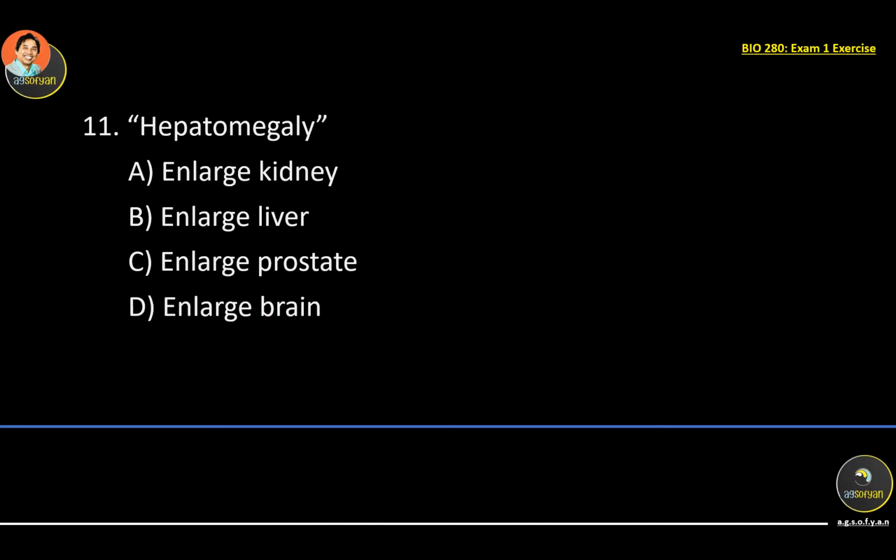Hepatomegaly. Which one? A, B, C, or D? So hepa, okay, over here, means liver. Mega means large. So from this, you should be able to know the meaning. This is enlargement of the liver. So when someone has a liver disease, sometimes their liver becomes enlarged. It's called hepatomegaly.